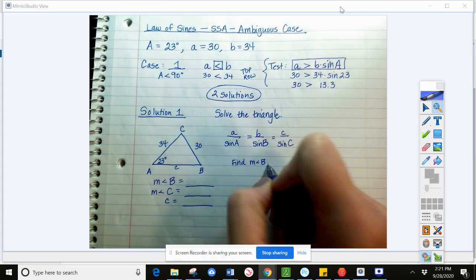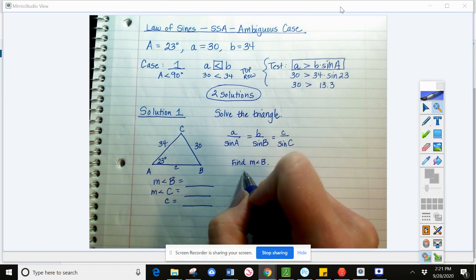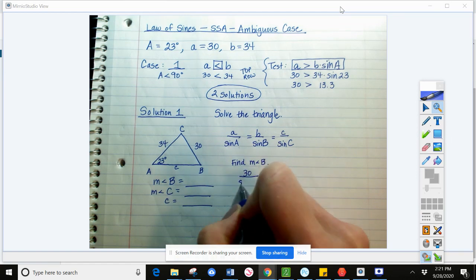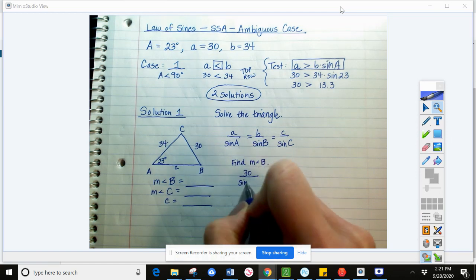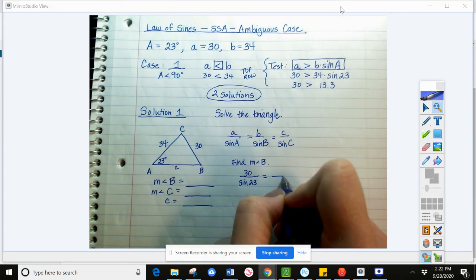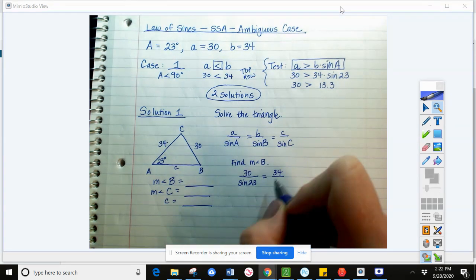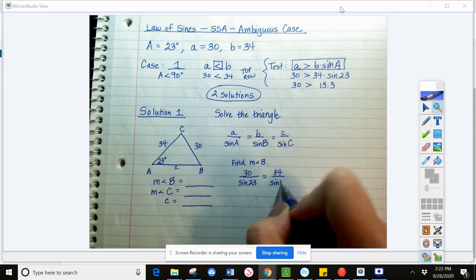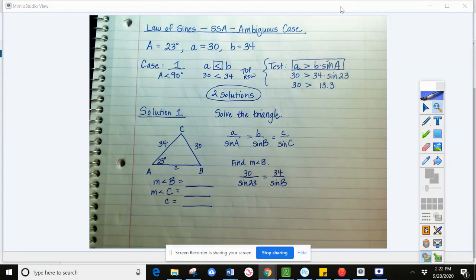Let's plug in what we know. And then 34 goes on top here. And I do not know the value of angle B, so we're going to leave that big B there. All right, now we're going to do a little cross multiplying.